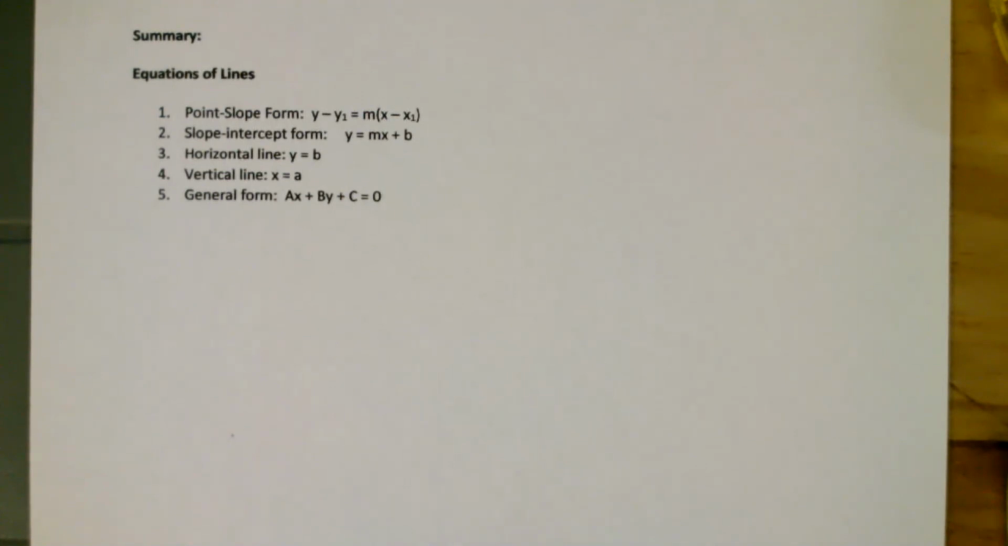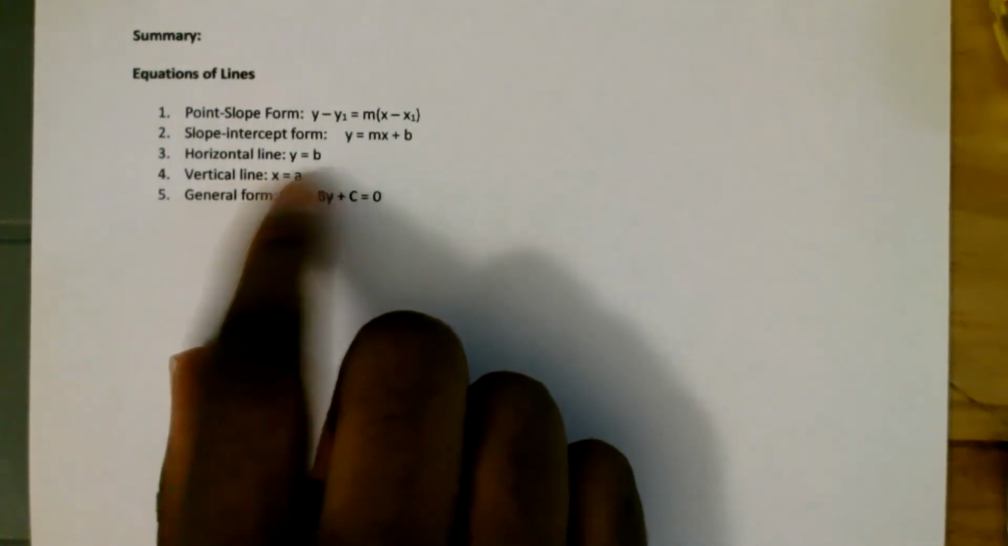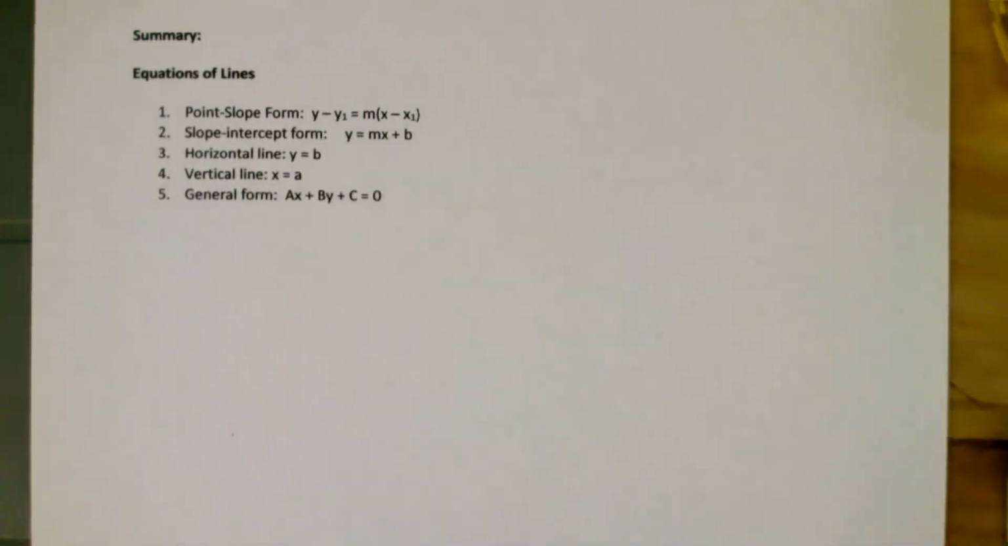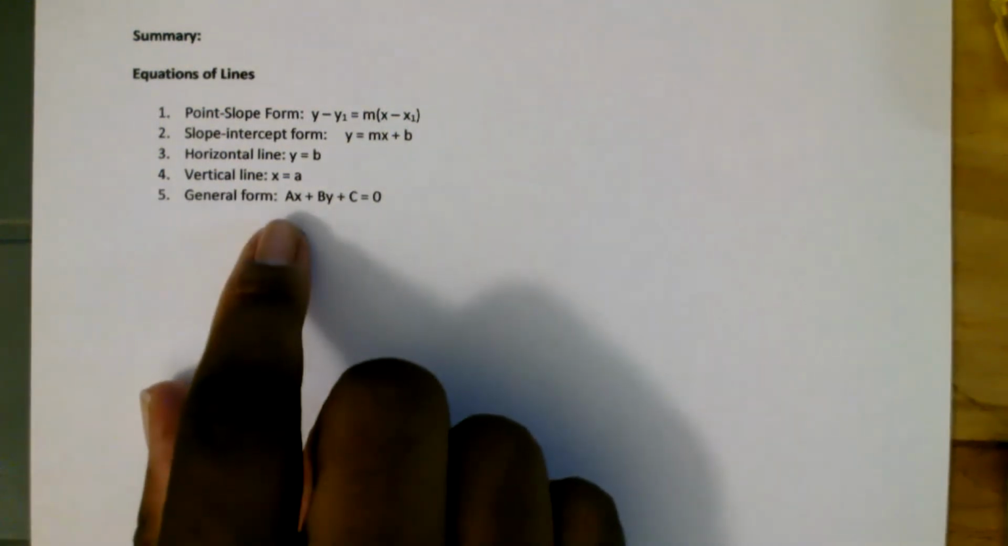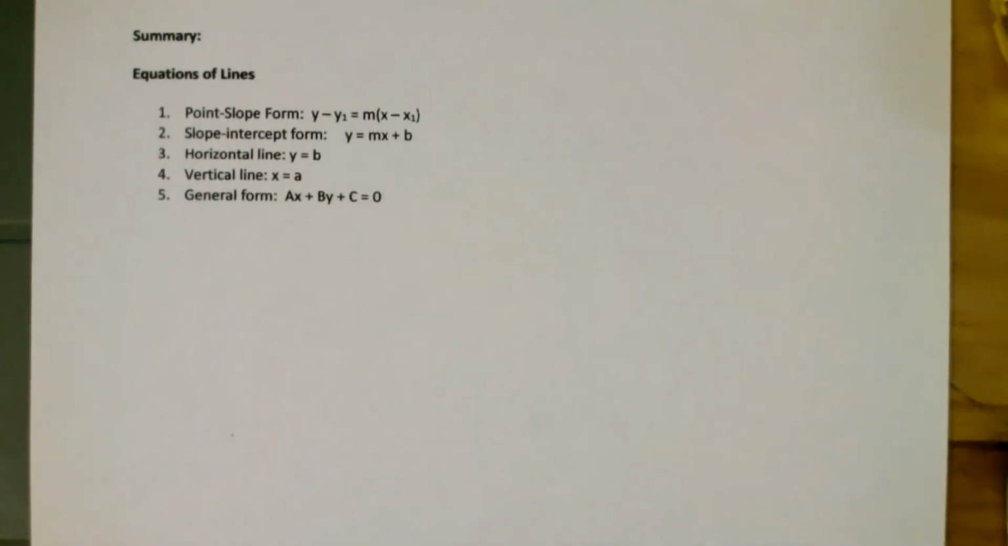The m, the coefficient of x, is your slope. The b, the number added to or subtracted from, that's your y-intercept. And the horizontal line is always y equal to some constant b. The vertical line is always going to be x is equal to some constant a. And of course, the general form of the equation of any line is always going to be ax plus by plus c equal to 0. That means the x, the y, and the constant terms are on one side, and you have a 0 on the other side of the equation. So those are the 5 equations that you should be familiar with by the end of this lesson.